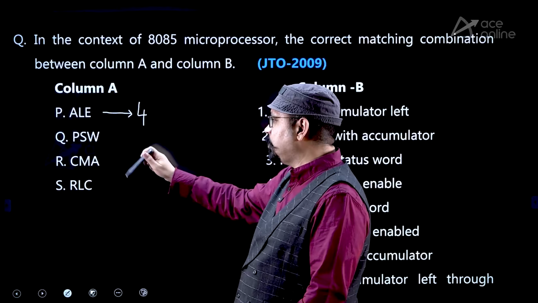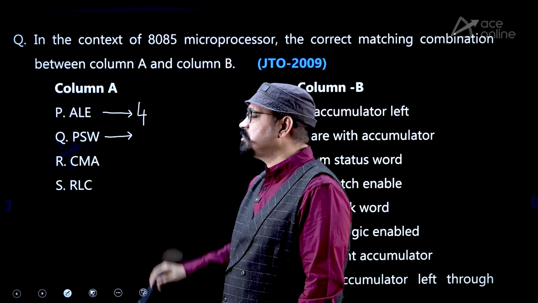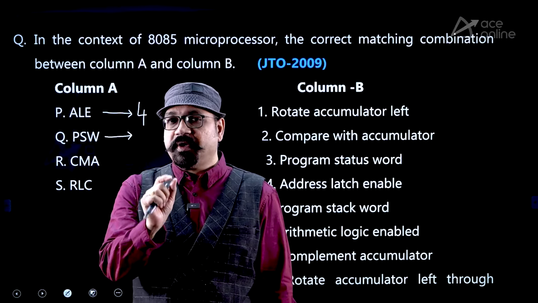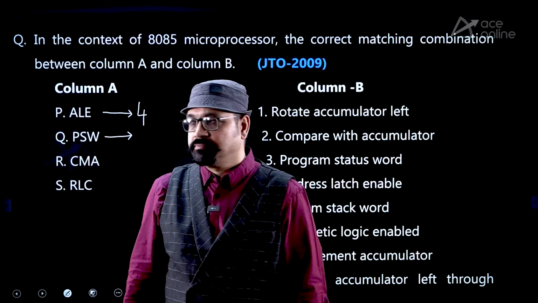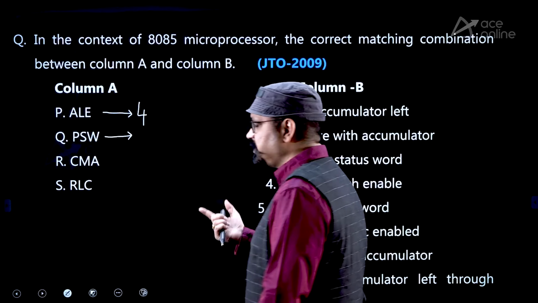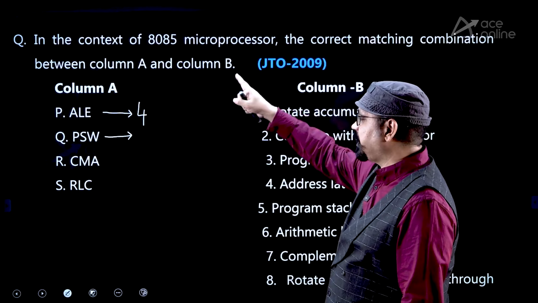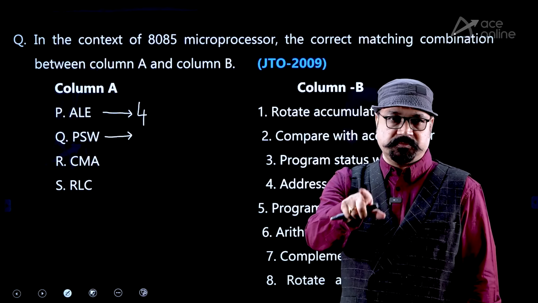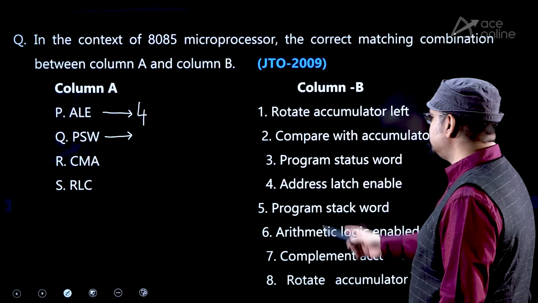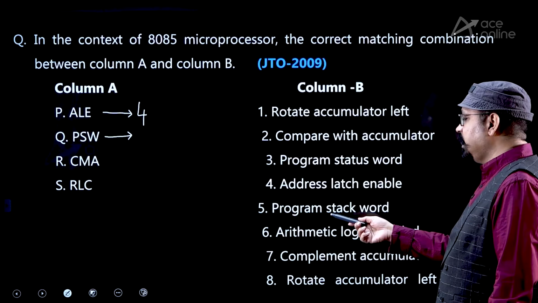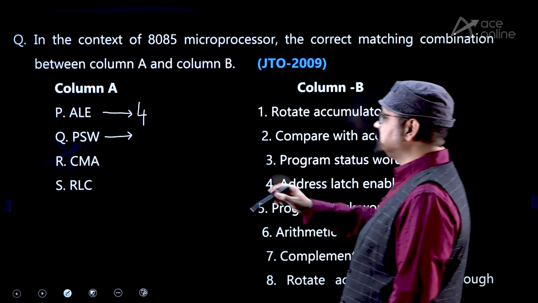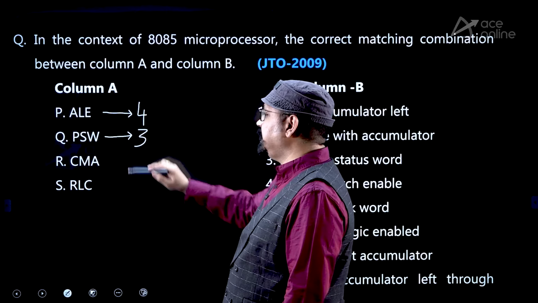What is PSW? PSW stands for program status word, which is a 16-bit register pair of accumulator and flag register. Don't compare with 8051, we are talking about 8085. In 8051, the flag register name itself is PSW. Okay, where is program status word? Here program status word is there. Here program stack word is also given, right? It is not stack word, program status word. So Q matches with 3.